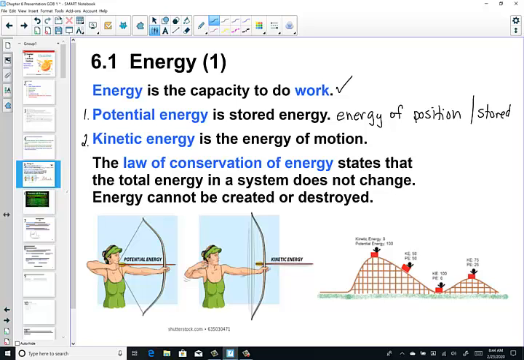We call this the law of conservation of energy, which is a law in thermodynamics. It simply states we cannot change the amount of energy in the universe. We cannot create it. We cannot destroy it. All we can do is let it change from one form to another. The law of conservation of energy says the total energy in a system does not change. Energy is conserved. Energy can change from one form to another.